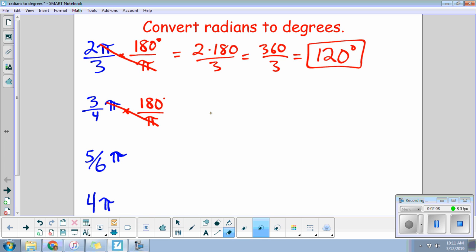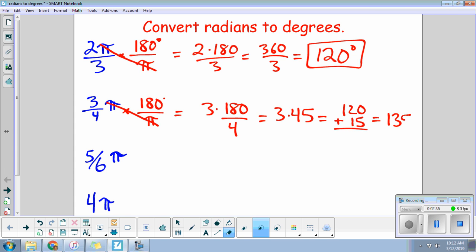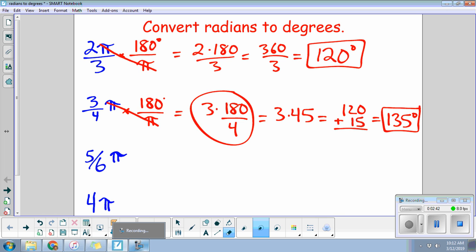In this case, since I don't have a calculator, I'm going to do the 180 divided by the 4, and then I'm going to multiply it by the 3. So 180 cut in half and then cut in half again, so that's 90, and then that's 45. And then if I have 3 chunks of 45, that will give me 3 chunks of 40 and 3 chunks of 5. So I end up with 135 degrees. Again, you can just as easily use a calculator to type in that part right there if you need to.